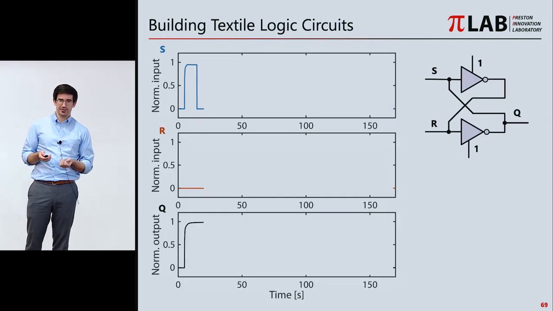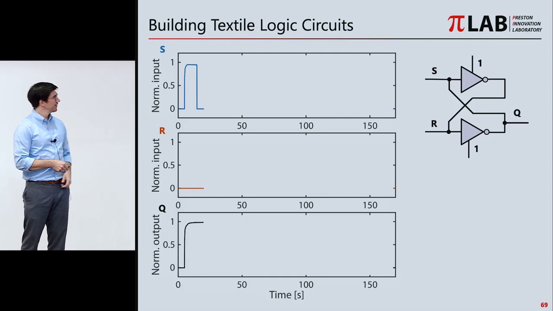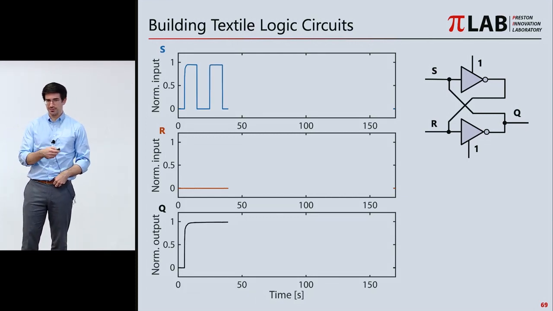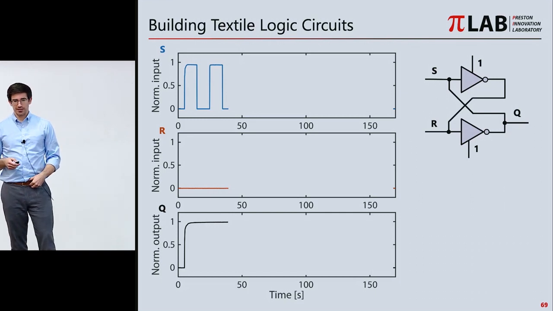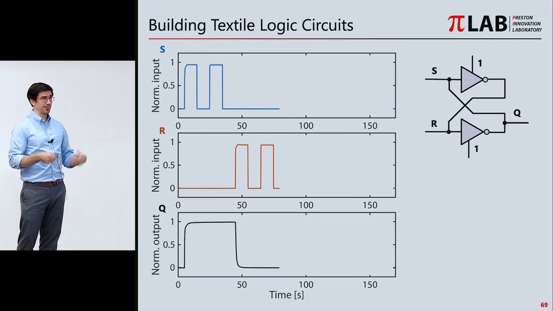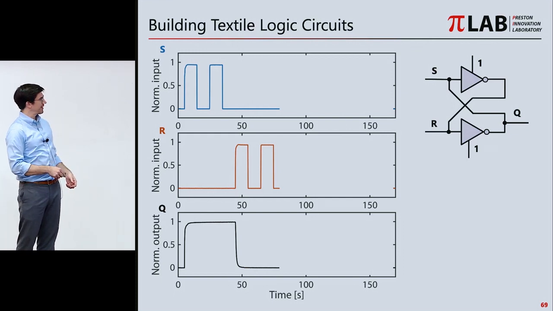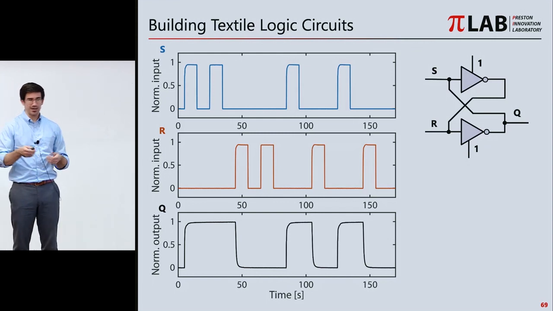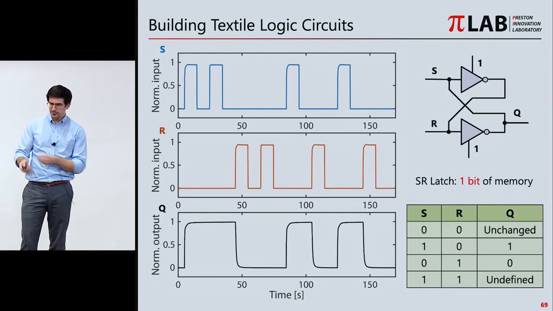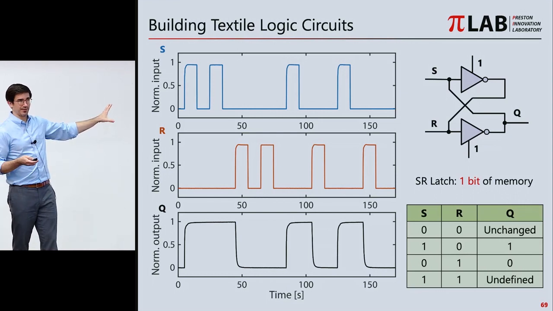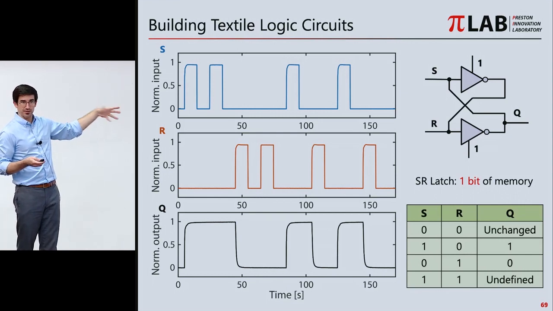So if the input pressure is high, the output pressure Q also goes to a high value, and it's going to remain there no matter what we do to that input set until we finally apply a high pressure to the reset input. And when we apply a high pressure to the reset input, we have that output Q drop to a low value, and it'll stay there until we then again apply a high pressure to the set input. And we can capture that as well in a truth table. So this was a pretty exciting step. We now have not just decision making, but also memory.